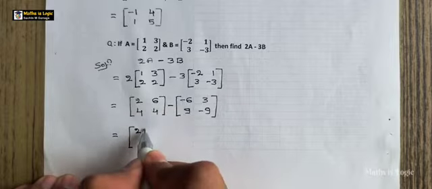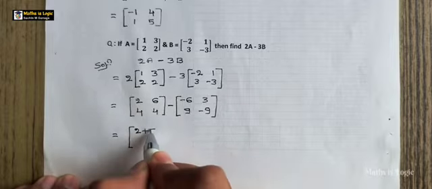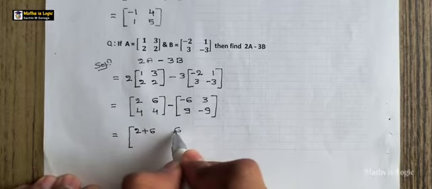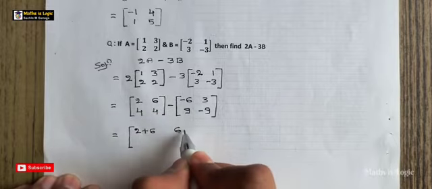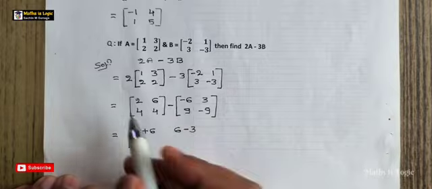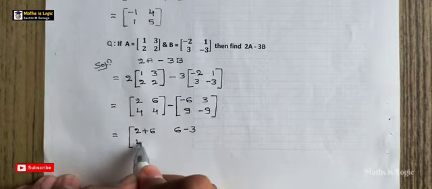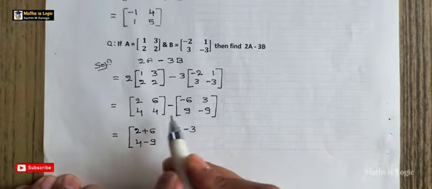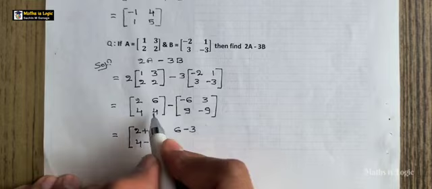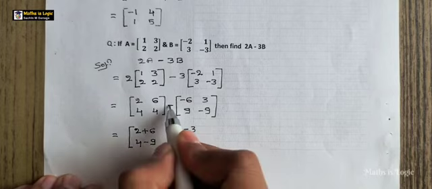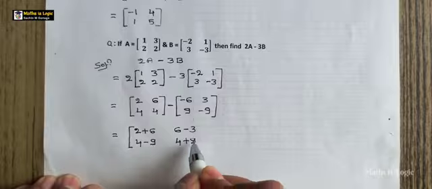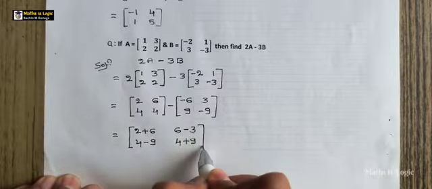Minus into minus is plus 6. Next, second with the second, 6. Minus into plus is minus 3. Third with the third, 4. Minus into plus is minus 9. Next, fourth with the fourth element, 4. Minus into minus is plus. Next, the last fourth element is 9.